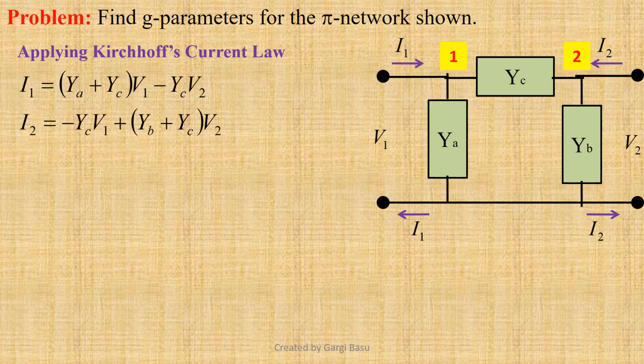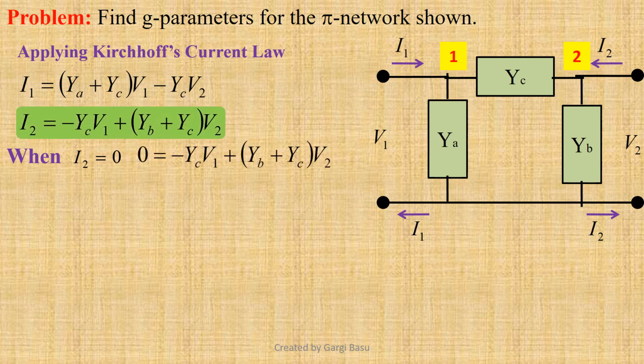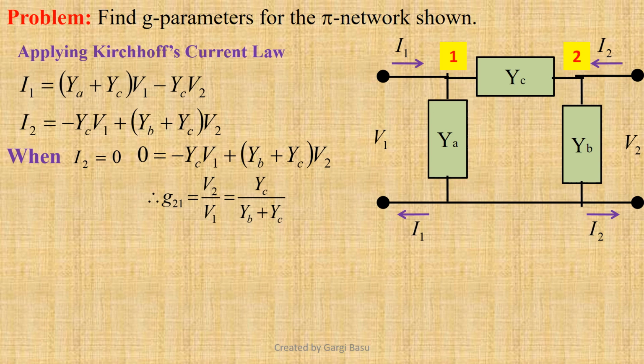Now let us open circuit the output port, that is I2 equals 0. From equation number 2 we can write 0 equals minus YC into V1 plus (YB plus YC) into V2. Therefore we get G21 equals V2 by V1 equals YC divided by (YB plus YC).